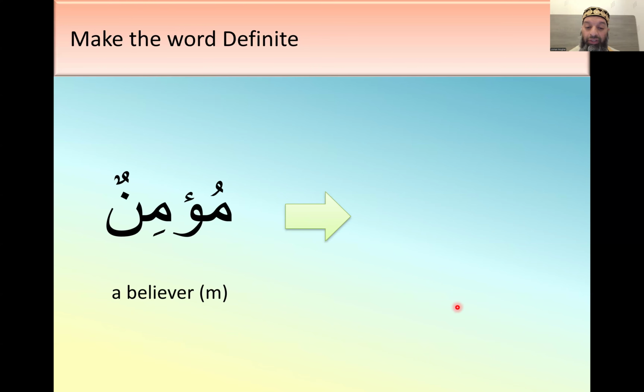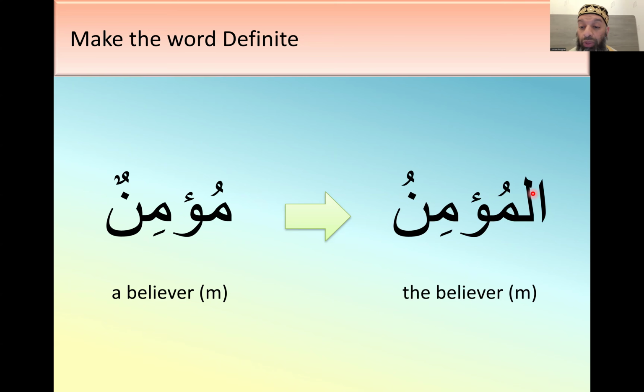Mu'minun is a believer. How are you going to say "the believer"? Fantastic. Al-mu'minu. Al-mu'minu. The believer. Single ending.